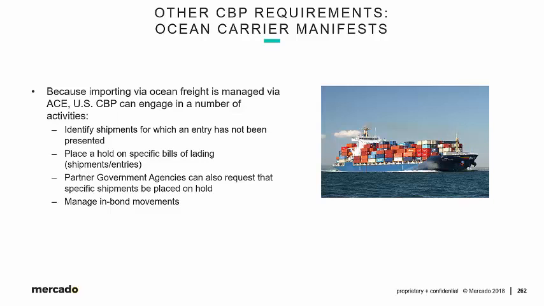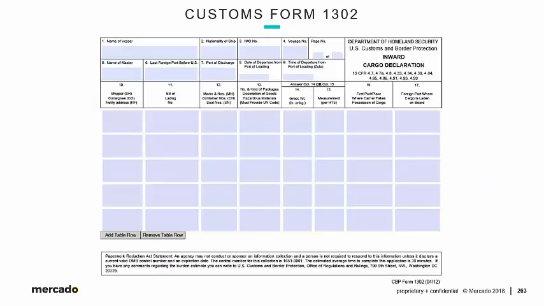Hopefully we can see the link between the carrier manifest that identifies all shipments on a voyage, in the case of ocean, and the link to individual entries and how customs can manage its business by using both sets of information. Let's finish off this section by looking at this Customs Form 1302. And it's pretty intuitive, pretty logical in terms of what information Customs is asking for. Let's start off on the upper right-hand side.